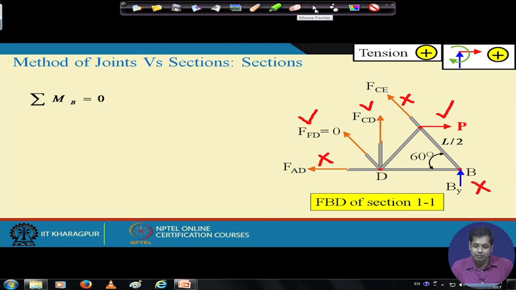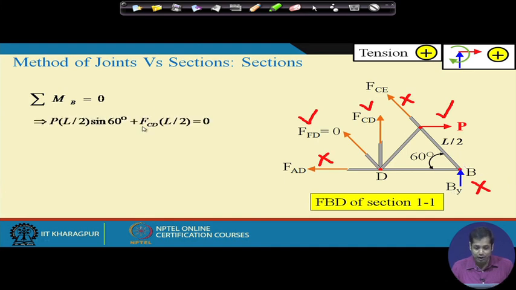Now, let us take MB is equal to 0. If we write MB is equal to 0, then what happens? This distance is L by 2. So, FCD into L by 2, which is in clockwise direction, that is why it is positive, and then P into this distance, L by 2 sin 60 degree, and again this is clockwise, positive.